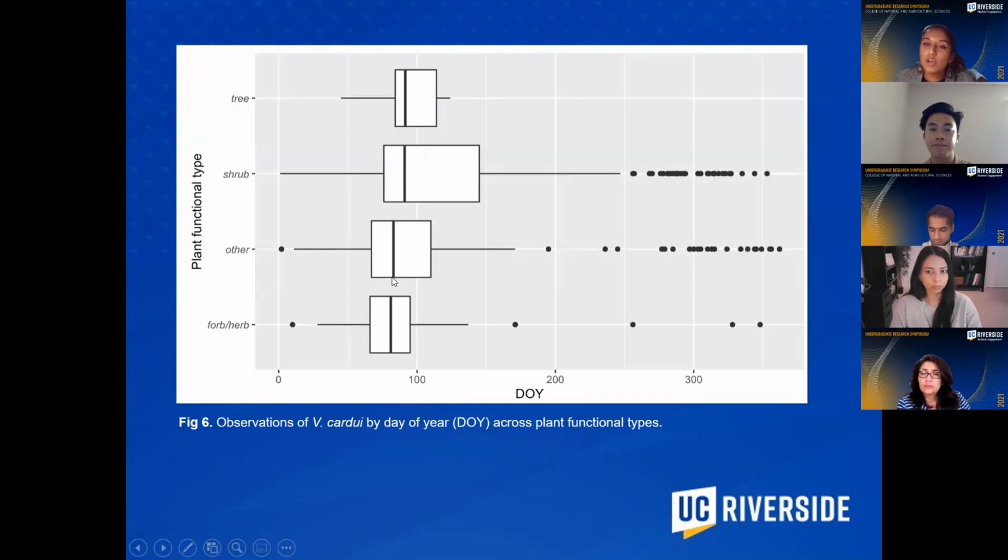So figure 6 is observations by day of year across different plant functional types. This shows most observations found throughout the year had the shrub plant functional type. Shrubs include a large range of perennial plants, which means they have a longer life cycle and can flower throughout the year. And they're sources of nectar for the painted ladies when other annual sources are not in flower.